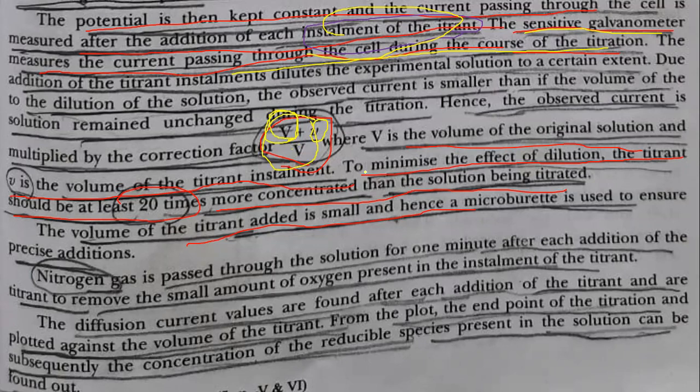To minimize the effect of dilution on the titration, the titrant should be at least 20 times more concentrated than the solution being titrated. The volume of titrant added is small, and hence the microburette is used to ensure precise addition. Nitrogen gas is passed to remove the oxygen from the solution. Here we are going to plot the diffusion current values found after each addition, and as the solution is stirring, we plot a graph versus the volume of titrant added.